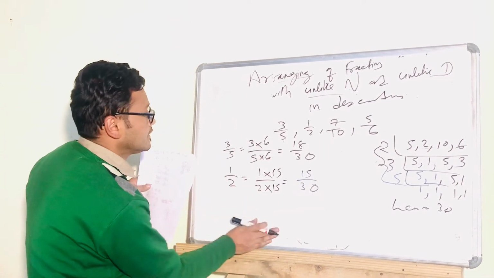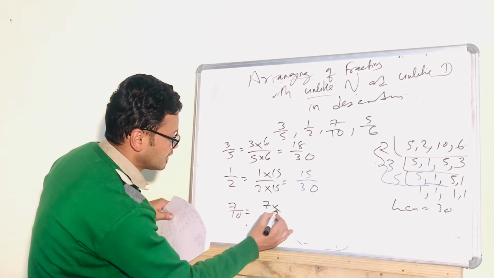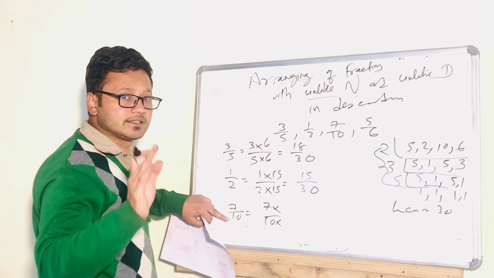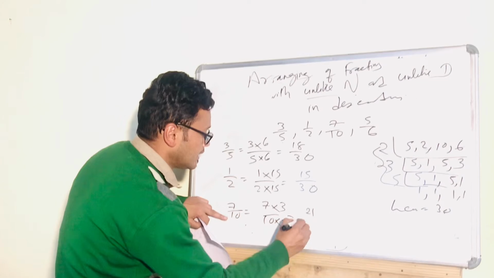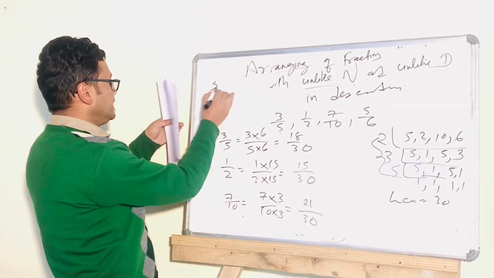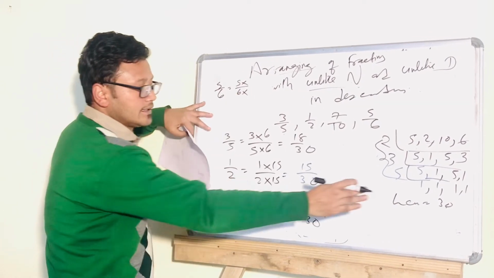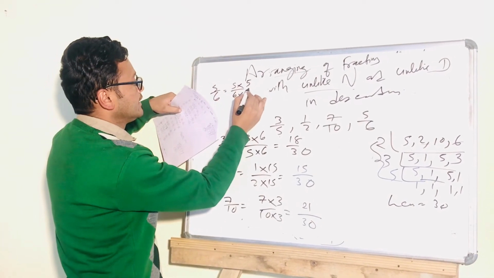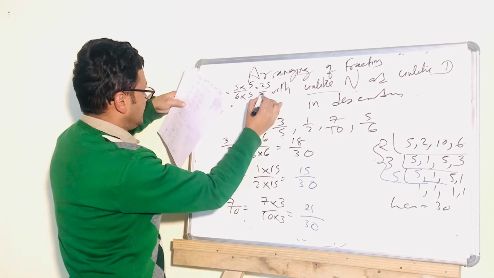Okay, now after this 7/10, 7 into, then 10 into. 10 3s are 30, so write 3 here. 7 3s are 21, and lastly 10 3s are 30. Now lastly which is left, 5/6, 5 into, then 6 into. 30 divided by 6, 6 5s are 30, so 5 here. 5 5s are 25, then 6 5s are 30.